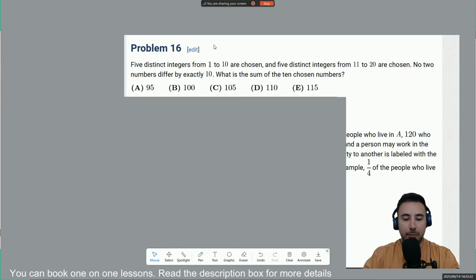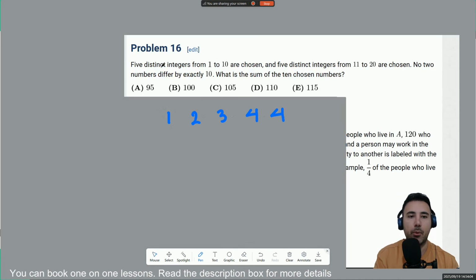Okay, let's do problem 16. Problem 16 is very easy if you manage to understand what the question says, right? Now it's all about reading and understanding it. 5 distinct integers from 1 to 10 are chosen, okay? So what does distinct mean? For example, can I choose one number more than once, like 1, 2, 3, 4, 4? No, because it says distinct, right? I would choose 1, 2, 3, for example, 9.